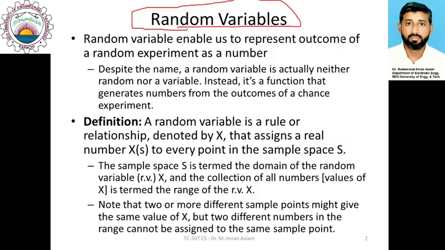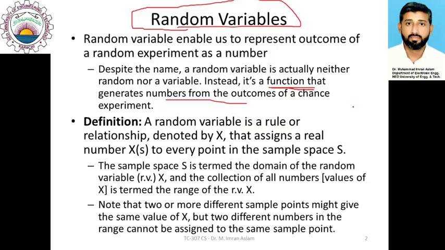Random variable is a very interesting concept in probability theory that enables us to represent the outcome of a random experiment as a number. We know that all random experiments have certain outcomes. Those outcomes can be represented as a number by using this concept of random variable. However, you should notice that although the name is random variable, it is not a variable, actually it is a function.